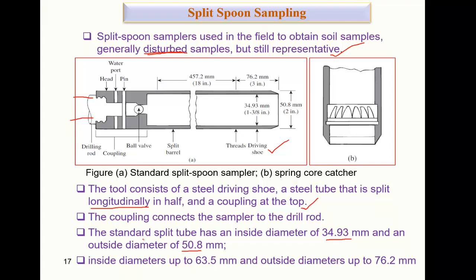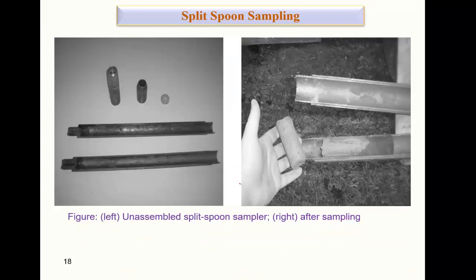But it can be enlarged. The inside diameter can be up to 63.5 mm and the outside diameter up to 76.2 mm. This is the spring core cutter. Just look into this picture, I will come to this point later. Here are 2 pictures: the left one is the unassembled split spoon sampler, and you can see the separation, and that is the sample after getting it from the sampling technique.